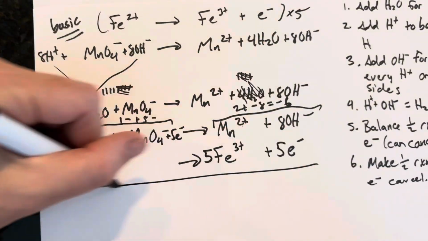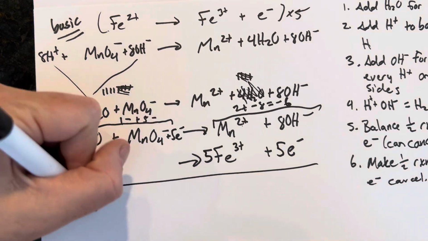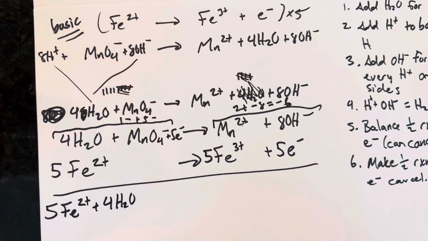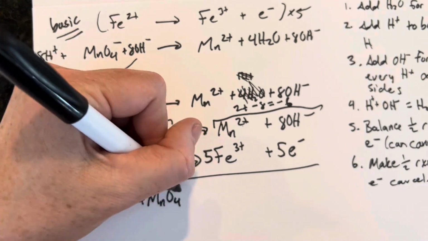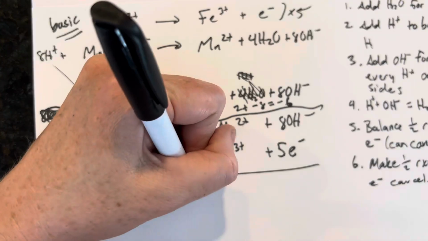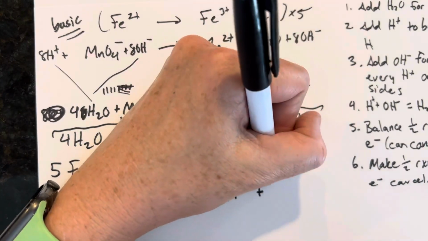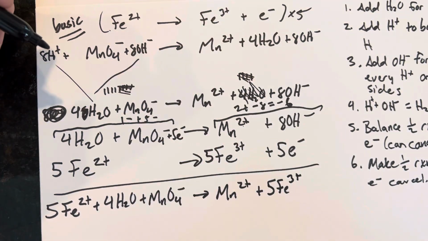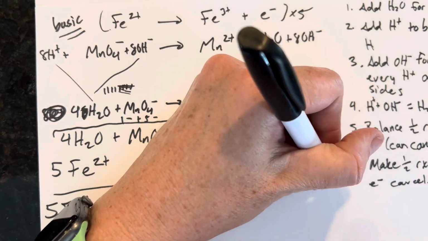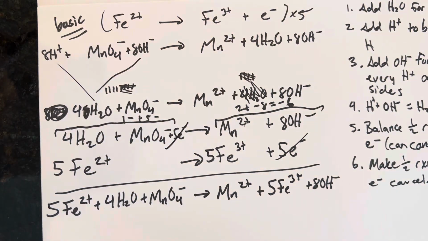And now I can add them up. I have 5 Fe2 plus, 4 waters, plus permanganate, yielding Mn2 plus, 5 Fe3 plus, 8 OH minuses. And the reason I didn't include the electrons is again because they would have canceled like that.